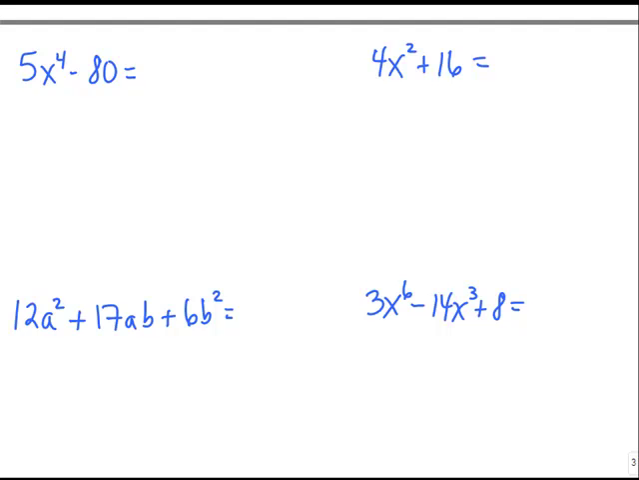So if we look at this first problem, 5x to the 4th minus 80, right away I see that there are only 2 terms, and it is subtraction. So if this is going to factor, it either has a GCF and or it is going to be a difference of squares or a difference of cubes.